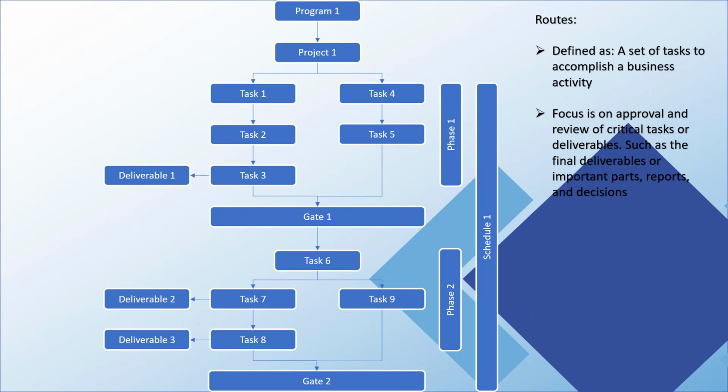The first point is to understand where routes fit into the project. This diagram was presented earlier in the project management demo and details the project schedule structure. Routes are defined as a set of tasks to accomplish a business activity with a focus on approvals. By including routes, we can update this structure to something more like this.